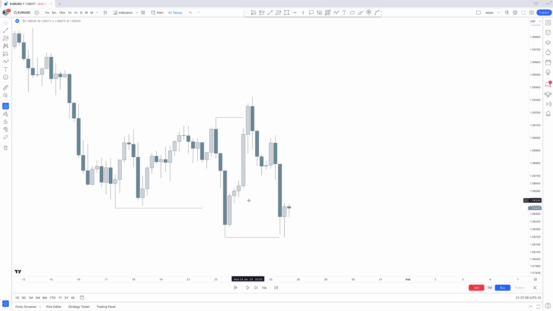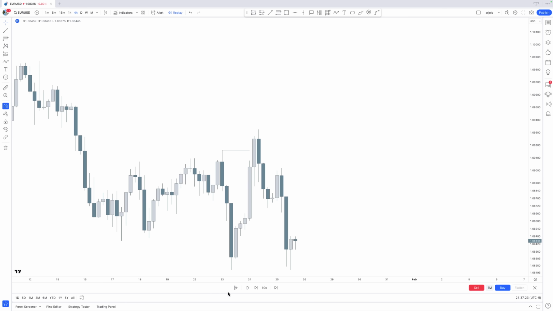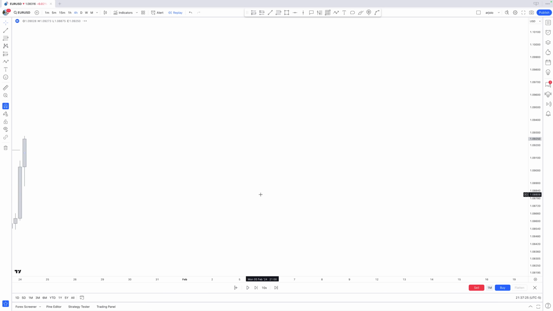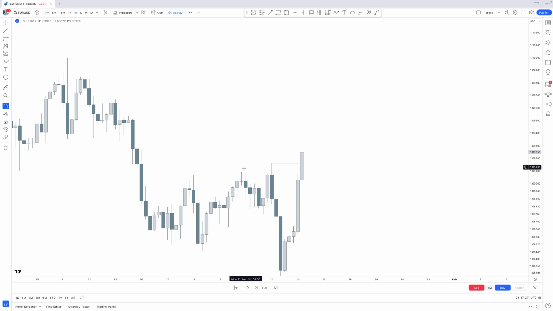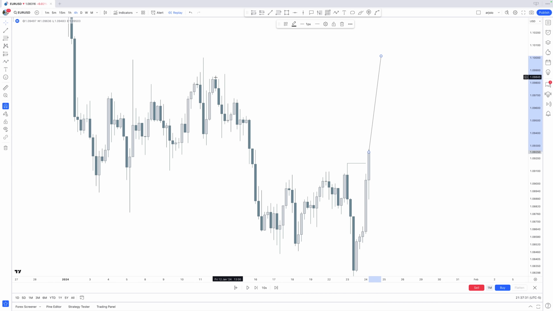Where a run on liquidity is the complete opposite, because a run on liquidity is where we expect price after taking external lows, external highs, external liquidity to keep on running. So for example, if this was a run on liquidity right here, then we would expect price to now continue higher to target the highs right there, to target the next draw on liquidity.